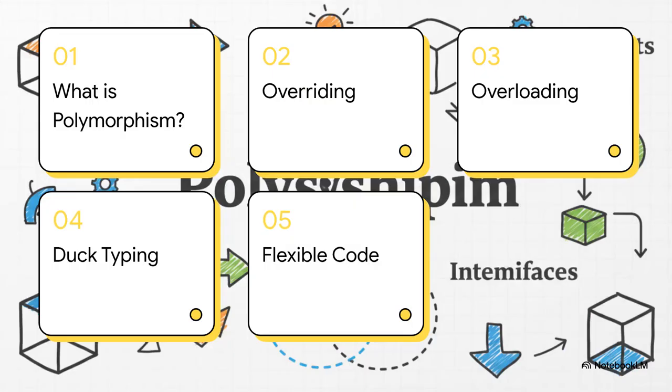Here's the game plan for today. We'll start by defining what polymorphism actually is. Then we'll dive into overriding, which is dynamic polymorphism, followed by overloading, or static polymorphism. After that, we're going to look at the famous duck typing trick, and finally, we'll wrap up by seeing how this creates super flexible code in practice.